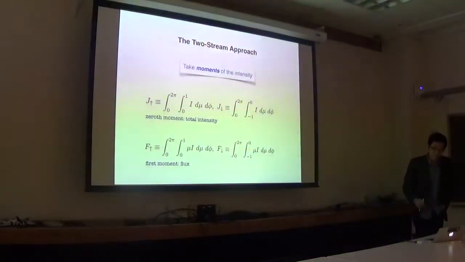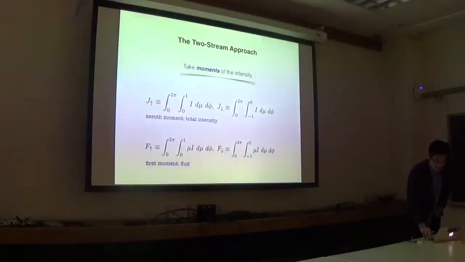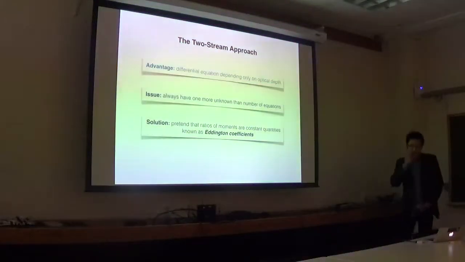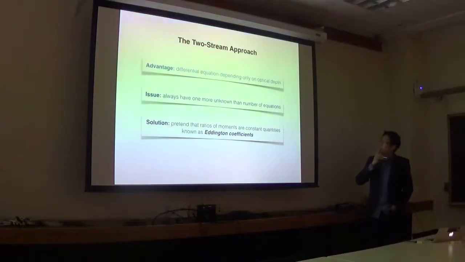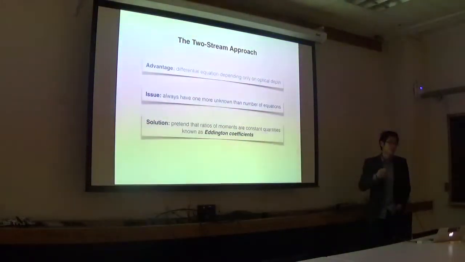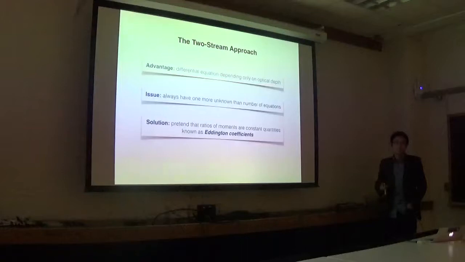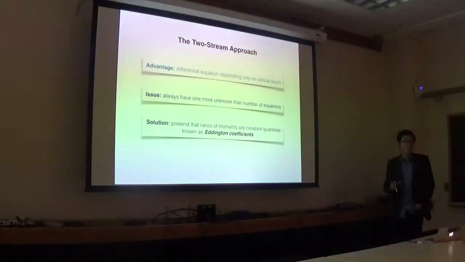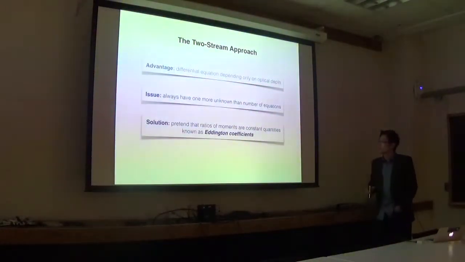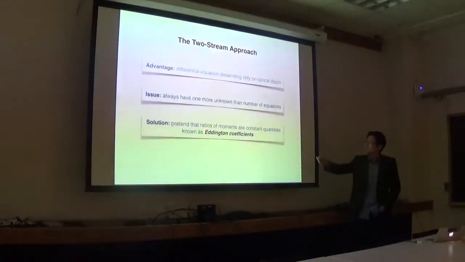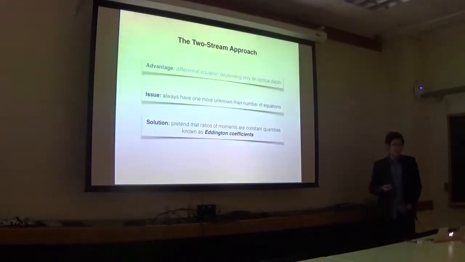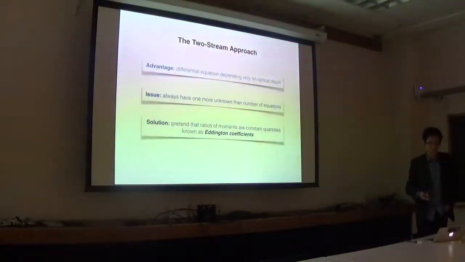When you do this exercise, and I won't show you all the details, what you find is that, as I mentioned, you end up with one differential equation that depends only on optical depth. The problem is that you always have one more unknown than the number of equations, so the system is mathematically underdetermined. The way people get around this, and this stretches back to the earliest papers, is that they pretend that the ratio of these moments are constants. The ratios of these moments are called Eddington coefficients. That's related to your question that I will answer in the next slide.